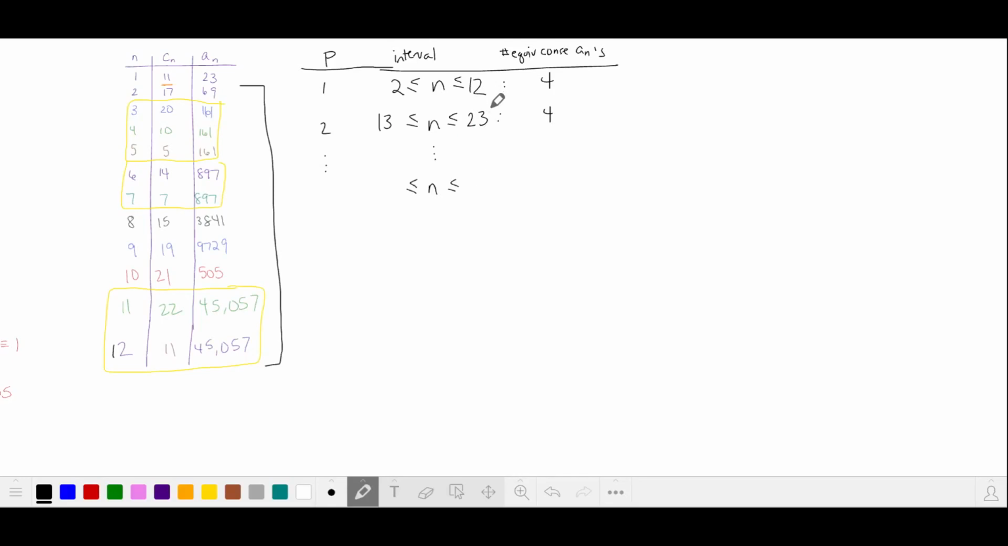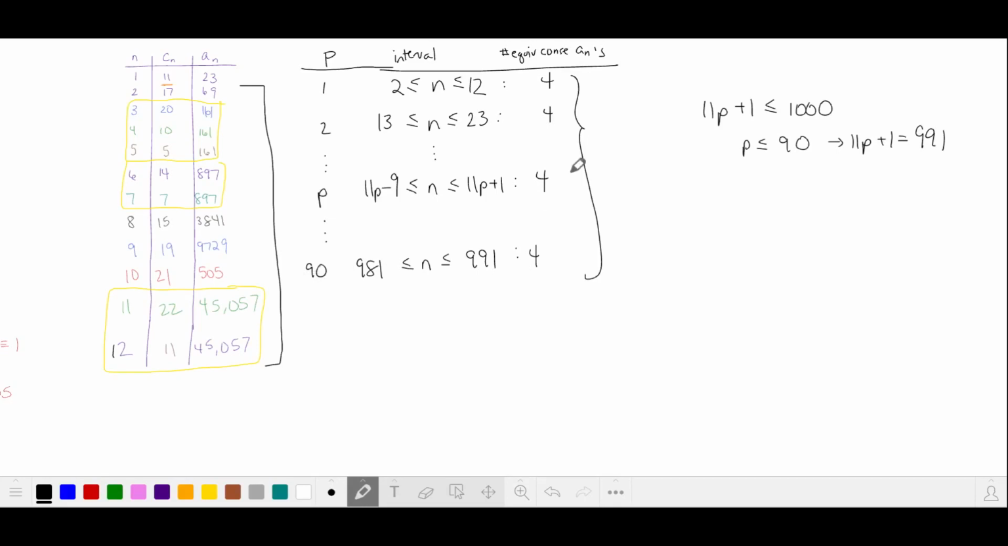The upper bound is always one more than a multiple of 11. Let's call this 11p plus 1. The lower bound is 11p minus 9. Let's see what's the highest value of p that has this interval. Our upper bound for n is 1,000. Solving for p, which goes up to 90. So our last full interval goes up to 991 from 981. And this is when p is equal to 90. So far, we're going to have 360 equivalent consecutive A_n's.